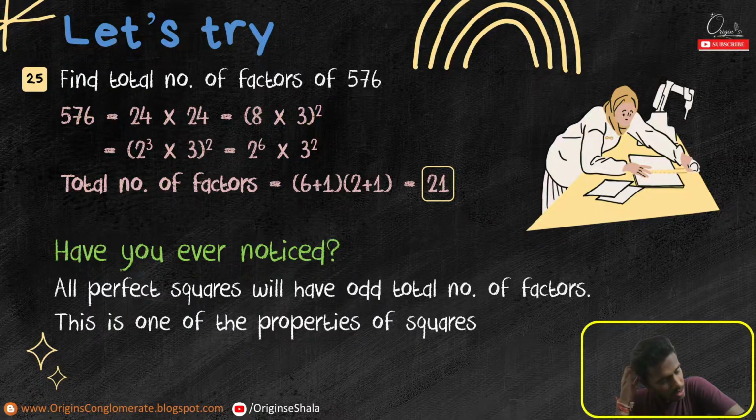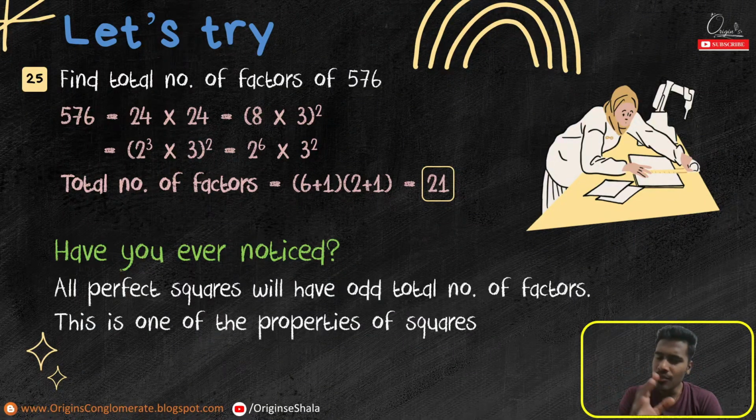And of course, when you're doing TNF, this is just one way of smart verification, that if you got an odd total number of factors, then your calculation is right, because 576 was clearly a square. So I got an odd TNF, and I am sure that yes, I didn't make any calculation misstep. It is a kind of verification that I did my calculation correctly, because I knew 576 was a square. So my TNF must come as an odd number. And the reverse is also true.